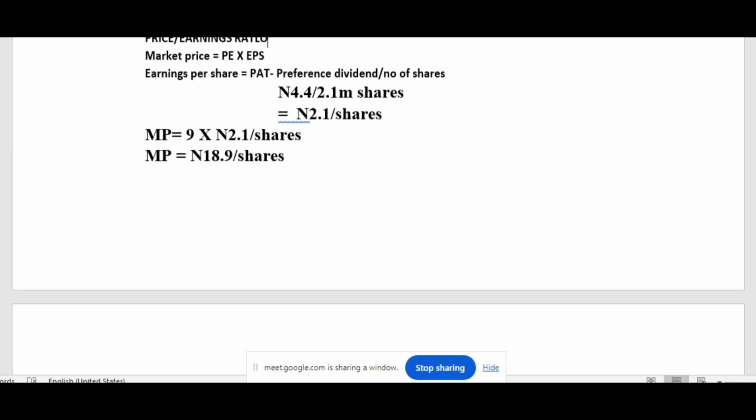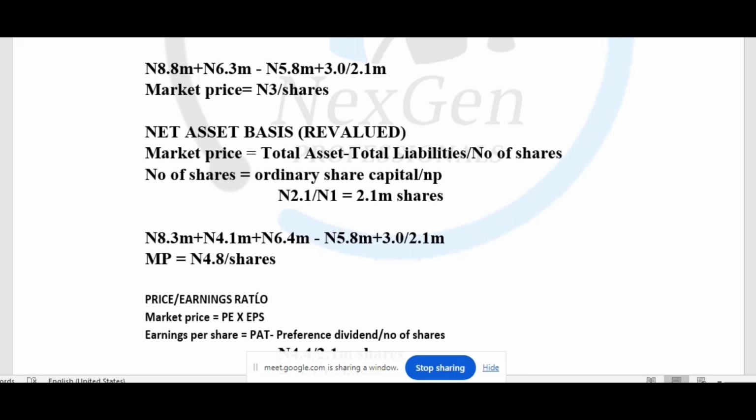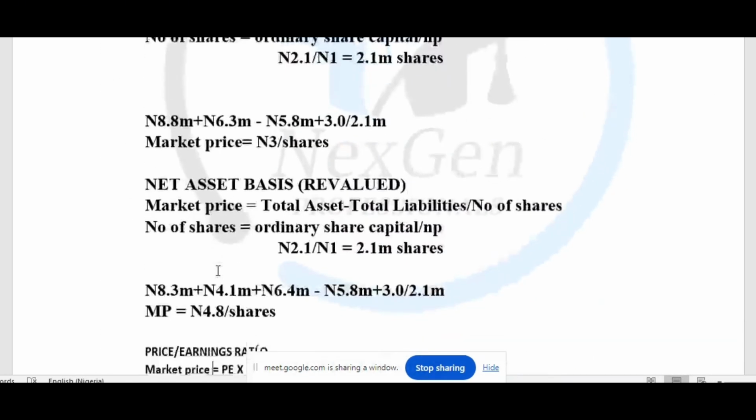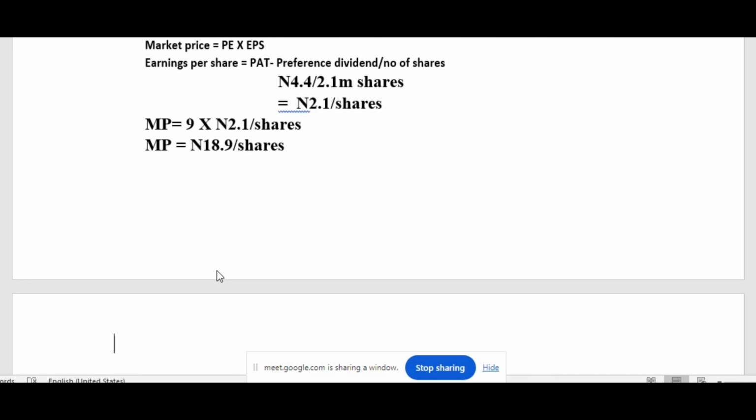Now, what is the next method? You can see that this is very simple and straightforward. Let's go using the dividend yield. What is the formula? Dividend yield is dividend per share over market price. Make it the subject of the formula: market price is dividend per share divided by dividend yield.